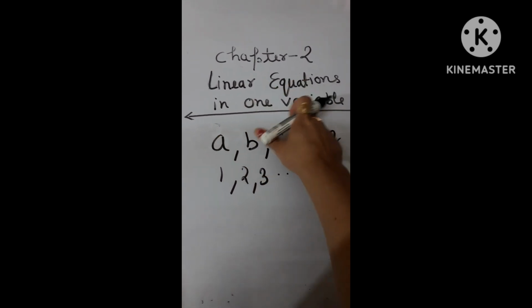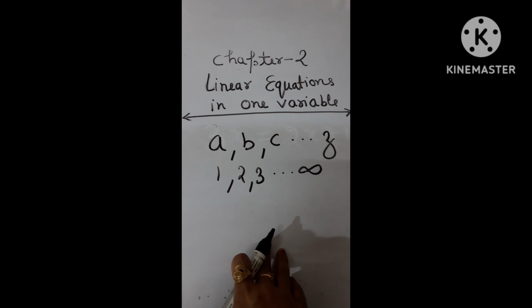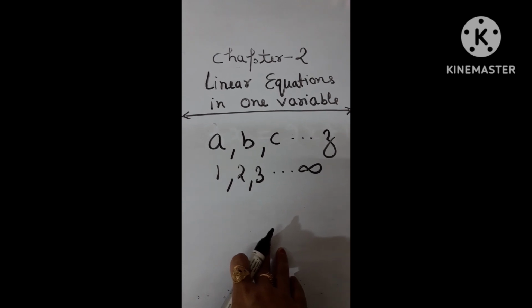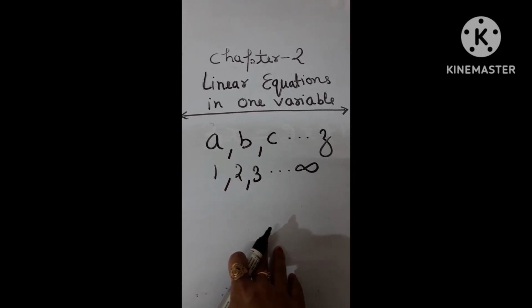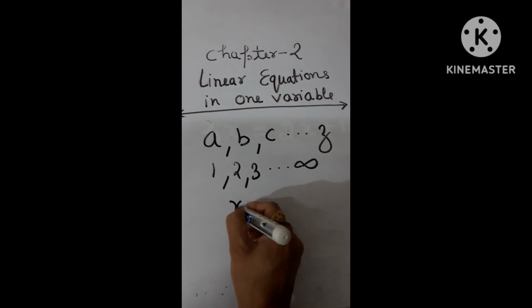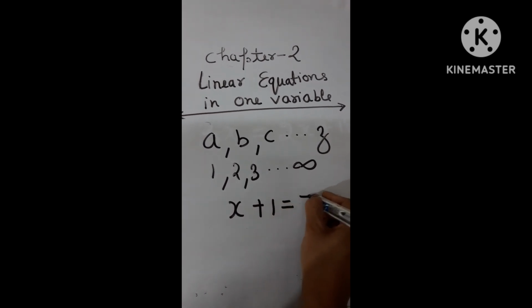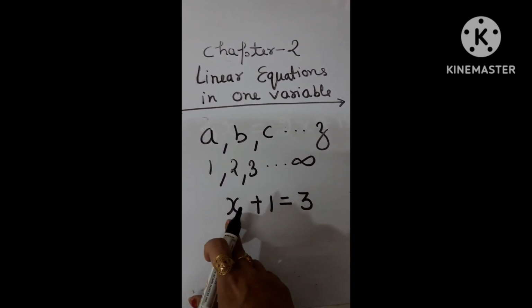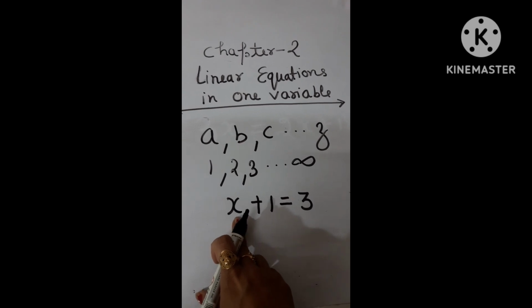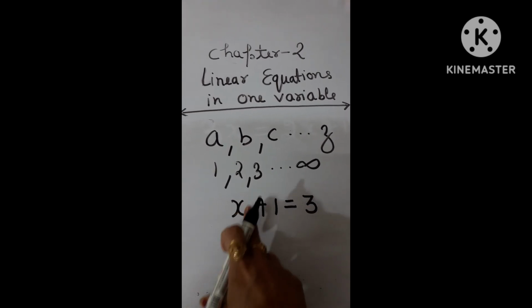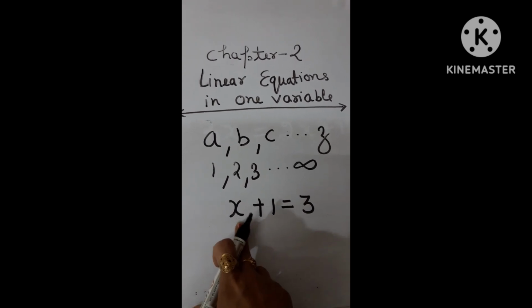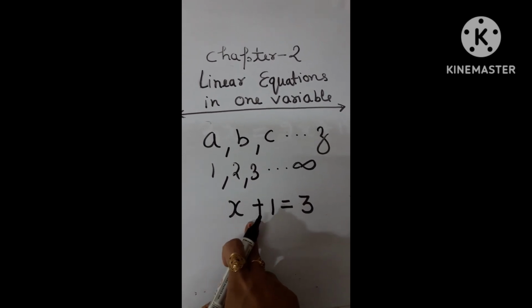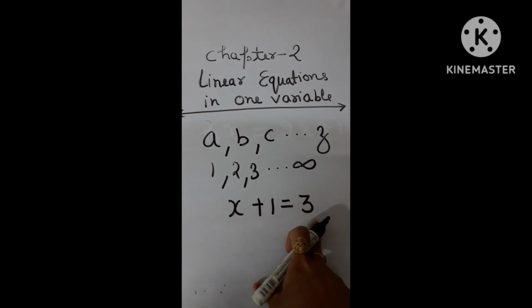If we talk about linear equation in one variable, the highest power of the variable in the equation should be 1 and only one variable should be involved over here. So here if I write x plus 1 is equal to 3, here the highest power of the variable x is 1 and in this equation only one variable is involved, that is your x. So it is a linear equation in one variable.